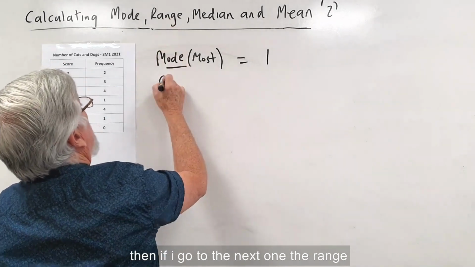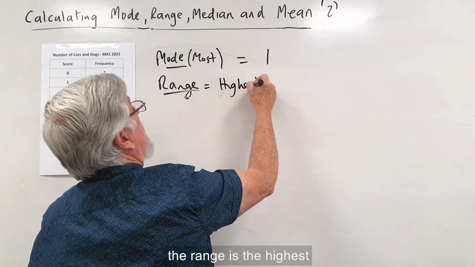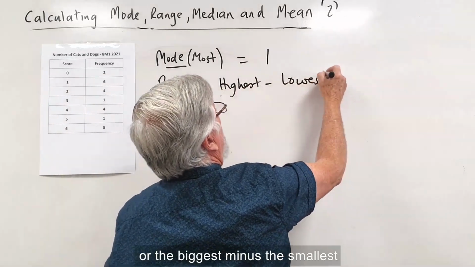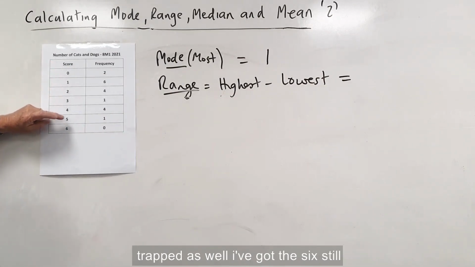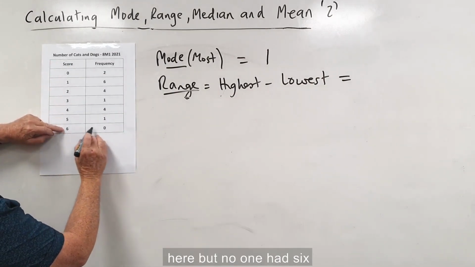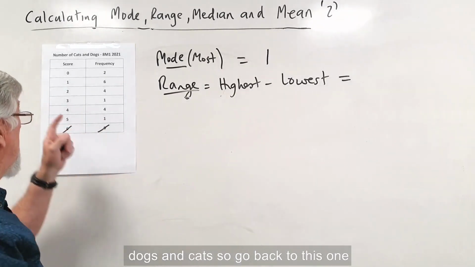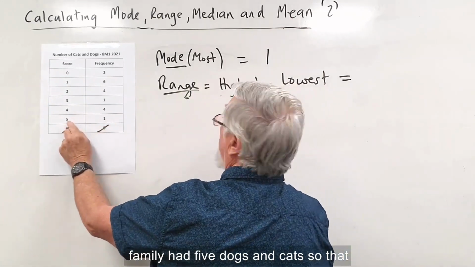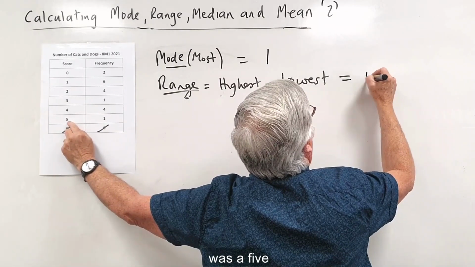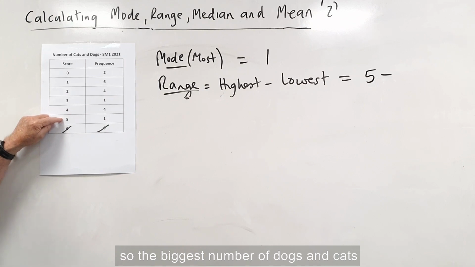Then if I go to the next one, the range is the highest minus the lowest, or the biggest minus the smallest, whatever you want to call it. So I look down to here, and here's where people get trapped as well. I've got the 6 still here, but no one had 6 dogs and cats. So I go back to this one here. The highest score then becomes 1 family had 5 dogs and cats. So that was a 5. It's not a 1. So the biggest number of dogs and cats in any of the families in my class on that day was 5.